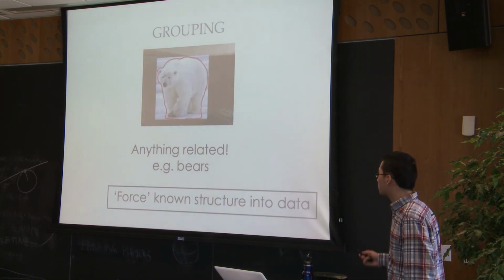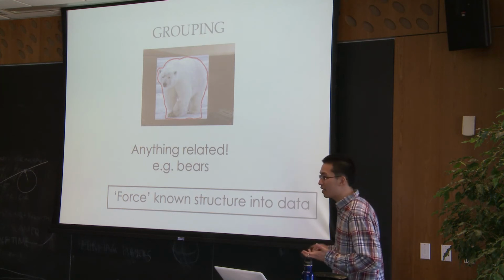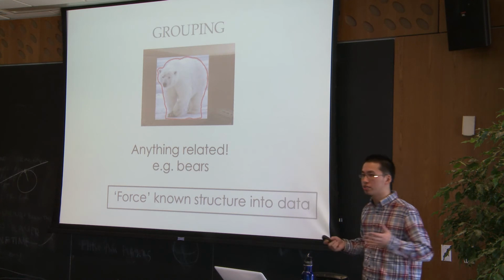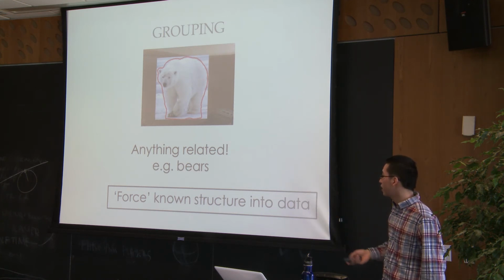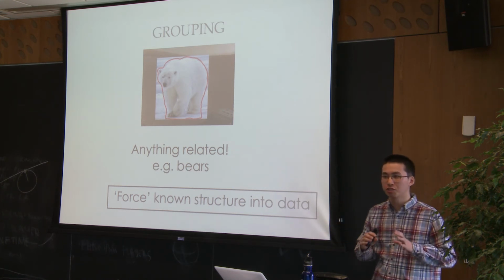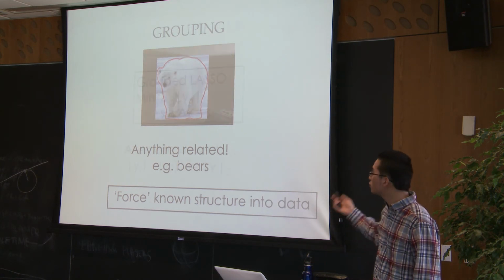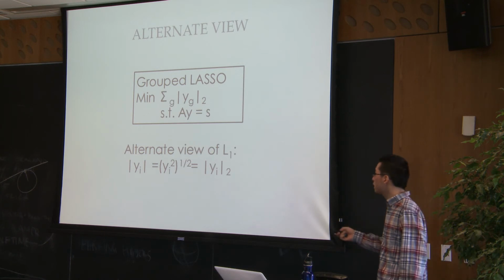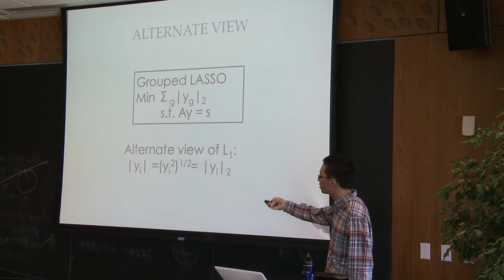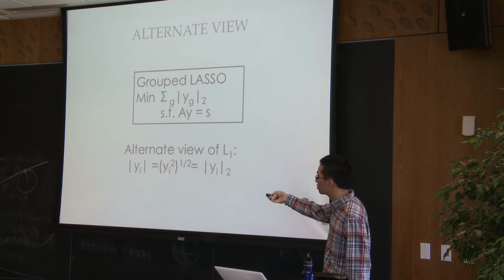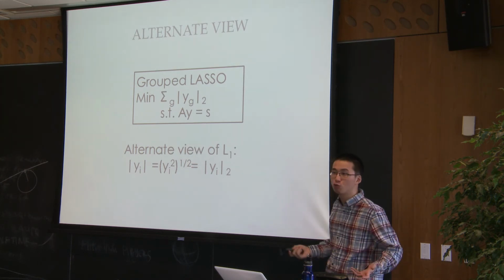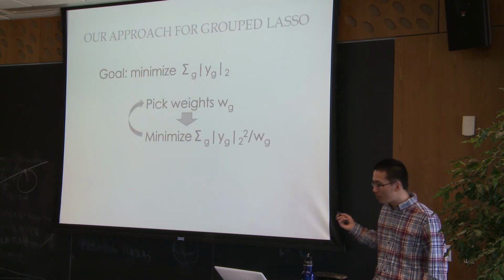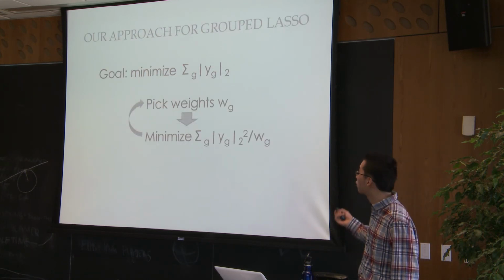And it turns out that almost anything can be related. For example, going back to the image processing instance shown earlier, you can couple all the pixels in the bear, for example. And this essentially gives you a way to force known structure onto your data. And as it turns out, this is just a close cousin of the L1 minimization problem, in the sense that you can view L1 minimization as the absolute value of an entry being the entry squared to the half. So it's essentially the 2 norm of a vector consisting only of that entry. Which means that you can apply almost the same kind of approach as before.